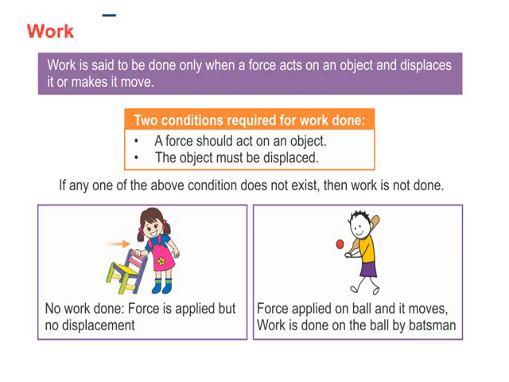See the boy where he is handling a bat and a ball. Force applied on the ball and it moves. Work done on the ball by the batsman. So force is there, and because of the force, the ball moves a distance. Therefore, work is said to be done in this situation. So let us conclude. What is the definition of work? Work is said to be done when a force acts on a body and makes it move through a distance.